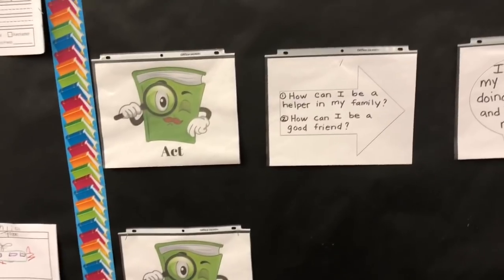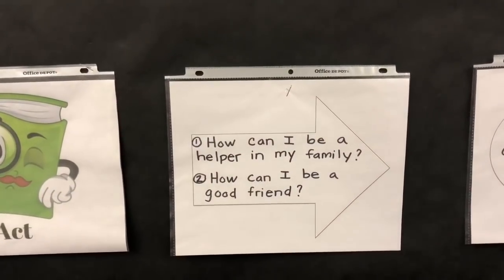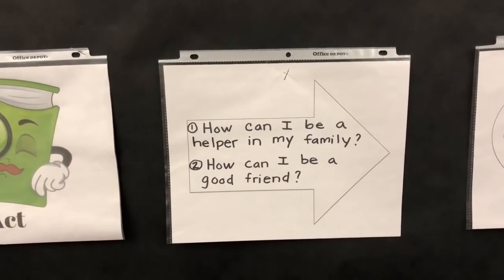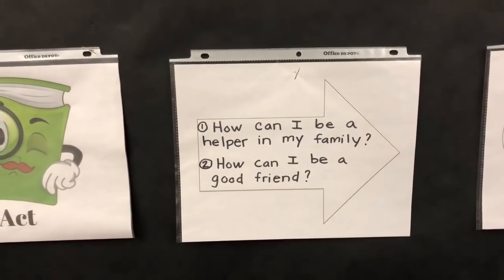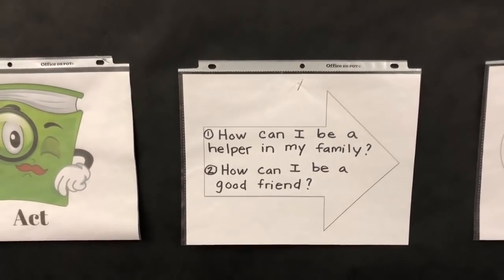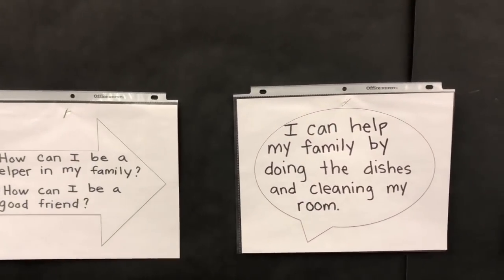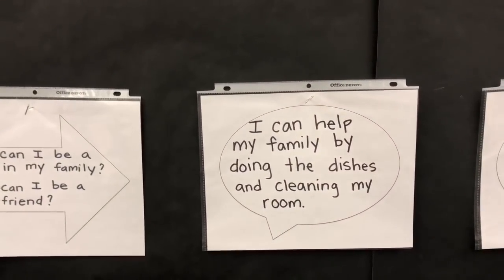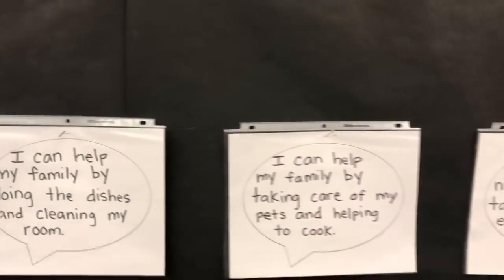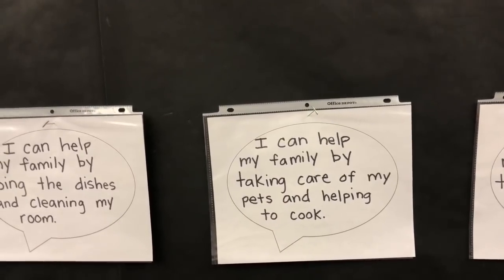So for act, we talk about these, which is how can I be a helper in my family? That's the question we came up with. And then the second one was, how can I be a good friend? Again, everything relates and ties back to that theme. And so the kids came up with this, and I wrote it down and I put it up on the wall. I can help my family by doing dishes and cleaning my room. Another action, I can help my family by taking care of my pets and helping to cook.